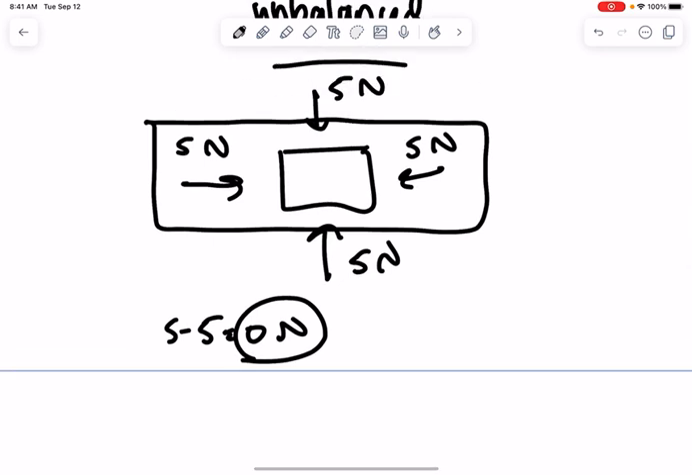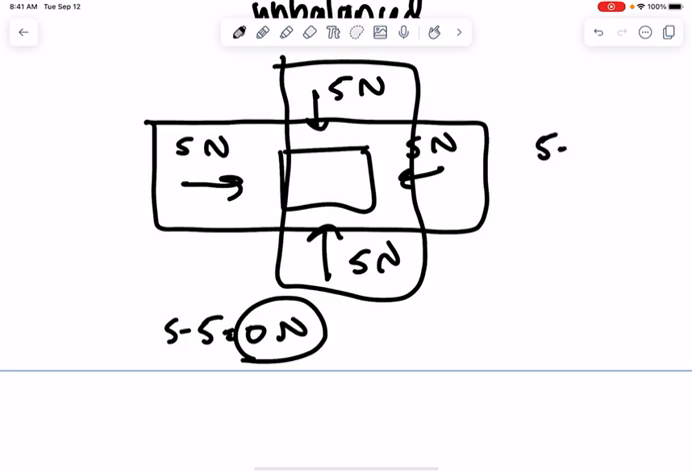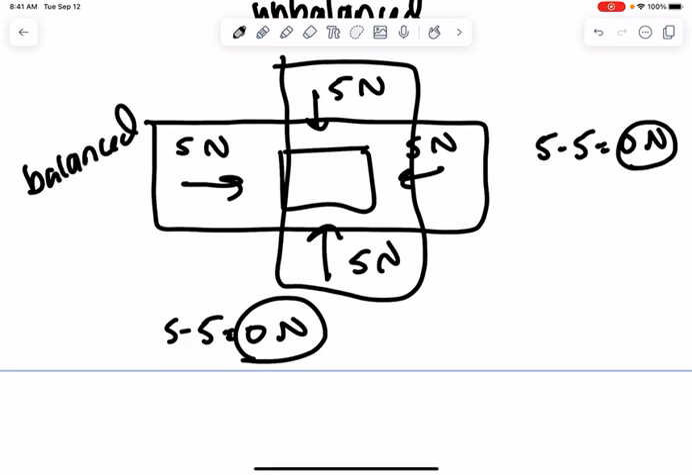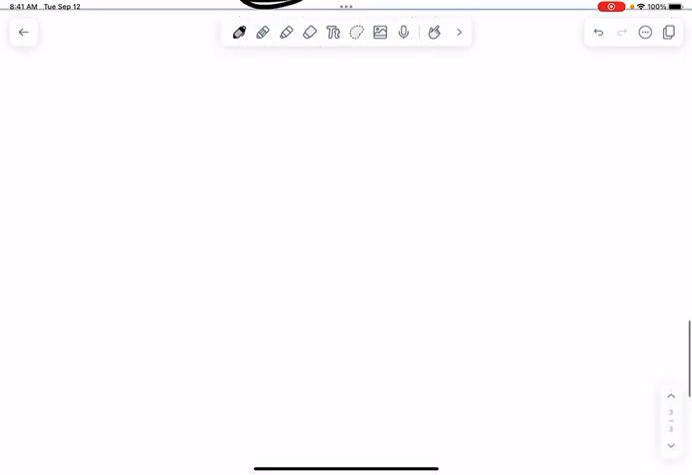And then we go to the top and the bottom. Treat that as a pair. Again, going in opposite directions, so 5 minus 5 is still 0. So this block is balanced. It is not moving in any direction because they're all acting in opposite directions together. But if you ever have a problem like this, you need to give me 2 different numbers for the 2 different pairs.